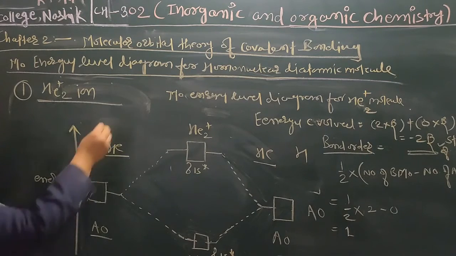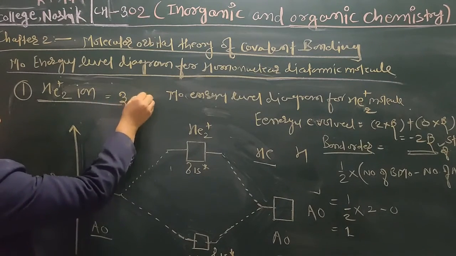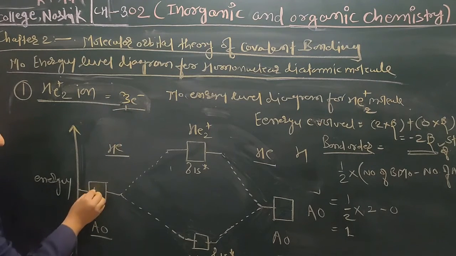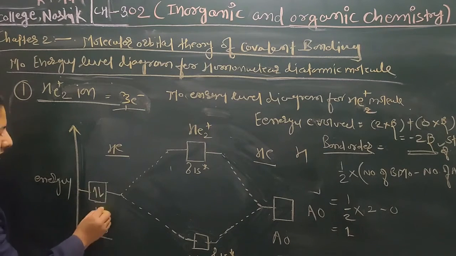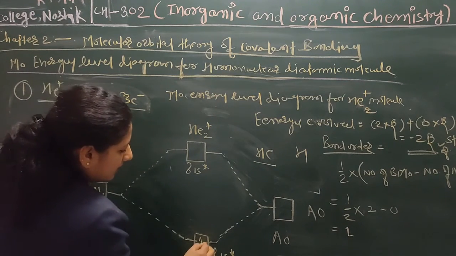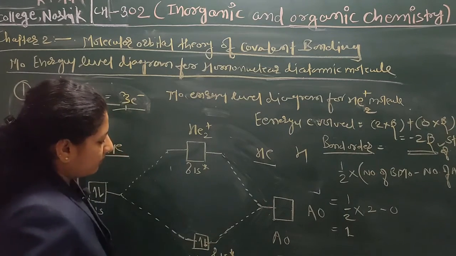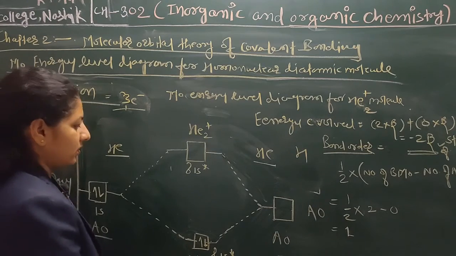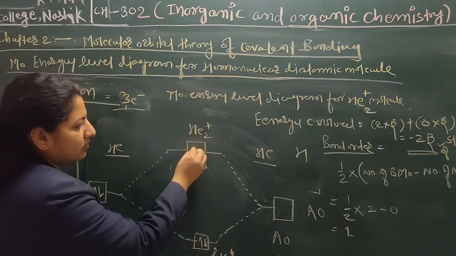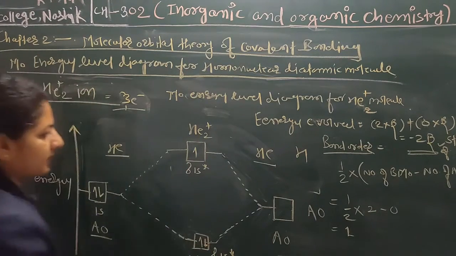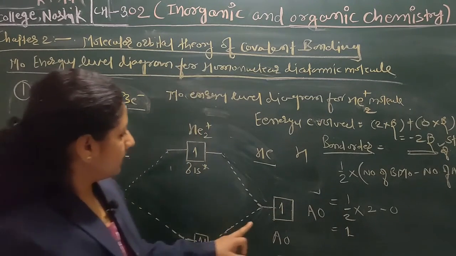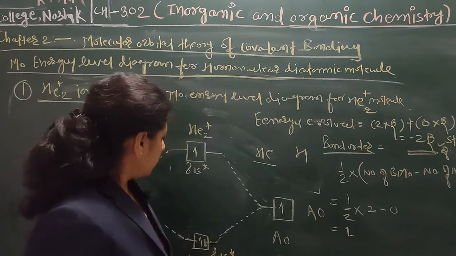If we see, there is a total of 3 electrons. So we can distribute these 3 electrons like this. There will be 2 electrons in the 1s. There are 3 electrons, but only 2 electrons can be accommodated here, and the 1 goes to the antibonding molecular orbital, that is the 2s orbital. So here there will be 1 electron, and here these 2 electrons.